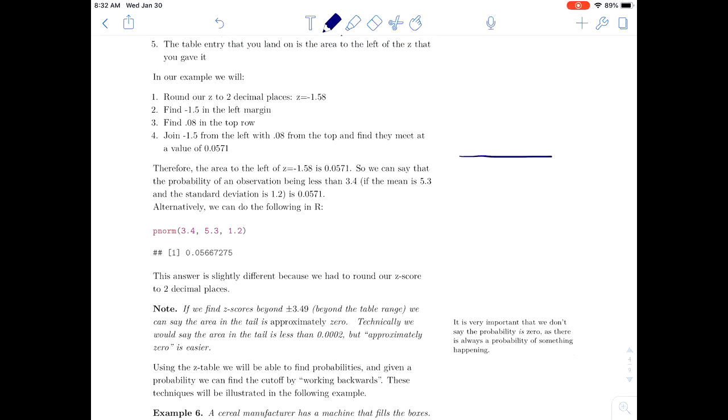So now what we found, if we draw out our curve, all centered on 0, negative 1.58, this area is 0.0571. Or sometimes what I like to do is just draw an arrow saying, oh, this area, 0.0571.